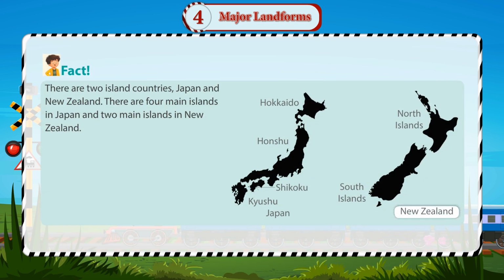Fact: there are two island countries, Japan and New Zealand. There are 4 main islands in Japan and 2 main islands in New Zealand.